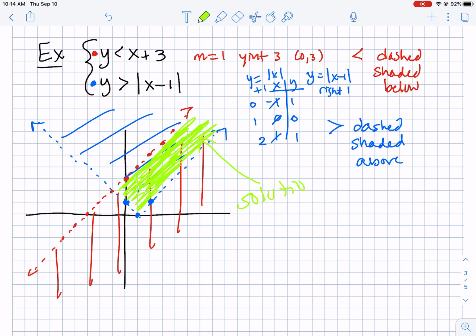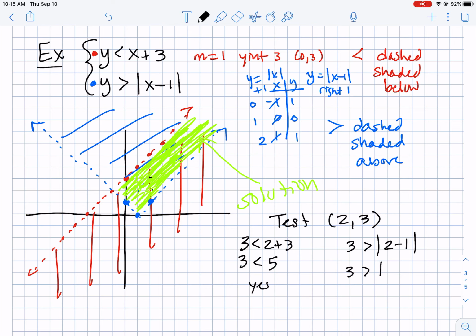That is my solution. So if I wanted to do a test point, let's find a point that's in there. Let's see, (2, 3) is a test point. And I'm going to substitute it into each. 3 less than 2 plus 3, and 3 greater than absolute value of 2 minus 1. See, 3 less than 5, yes. 3 greater than absolute value of 1, 3 greater than 1, yes. My test point works. That means I shaded in the correct direction. So guys, that's how you are going to solve that system of inequalities by graphing.